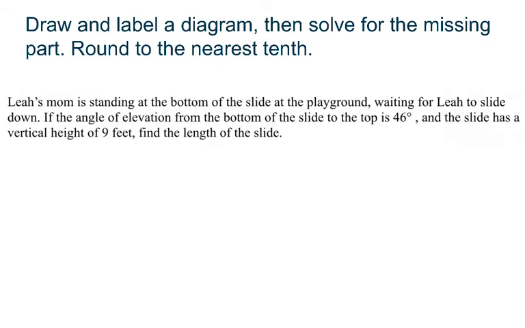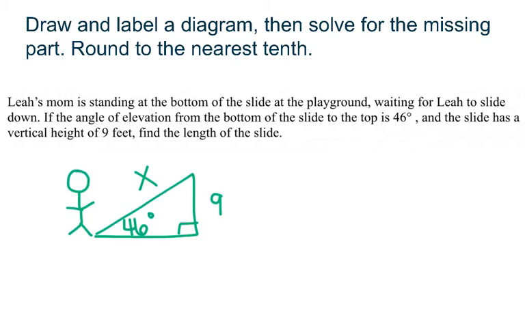Okay, same thing with this one. I want you to pause the video and see if you can draw the picture. Okay, so hopefully this is the same picture you got. Leah's mom is standing at the bottom of a slide, waiting for Leah to slide down. The angle of elevation is 46 degrees. The slide has a vertical height of 9, vertical meaning up and down. And we're trying to find the length of the slide. Slides are always diagonal to the ground.